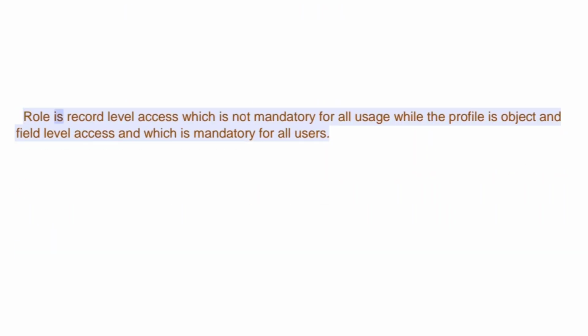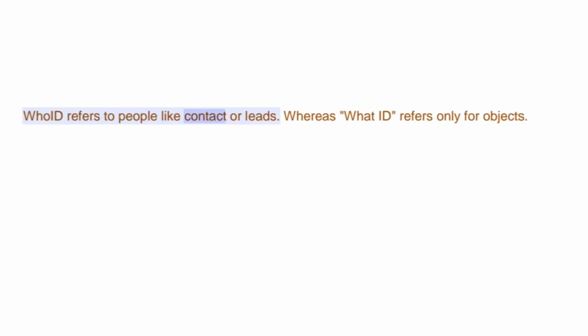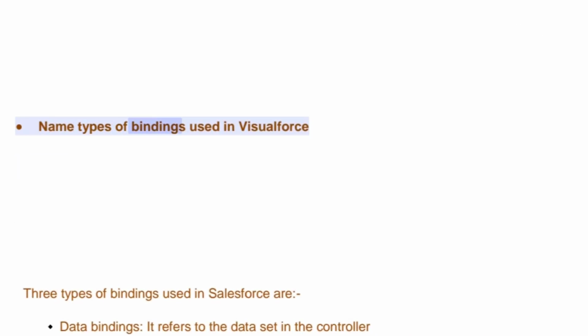What is the difference between role and profile? Role is record-level access which is not mandatory for all users, while profile is object and field-level access which is mandatory for all users. What is the difference between WhoId and WhatId? WhoId refers to people like contacts or leads, whereas WhatId refers only to objects.